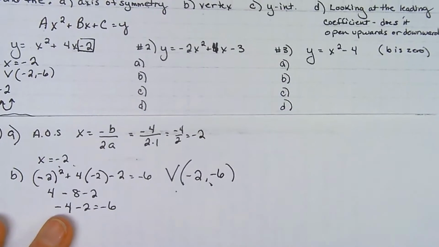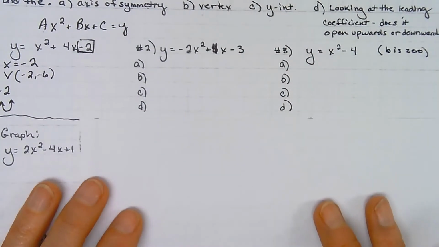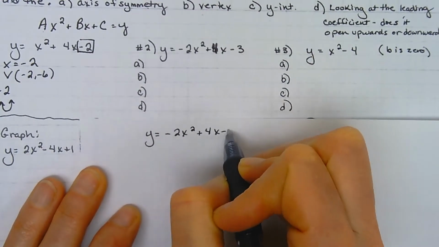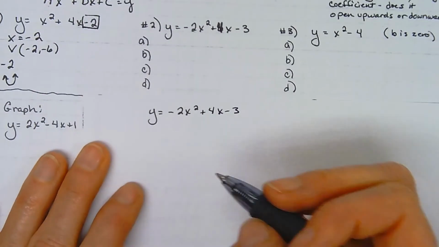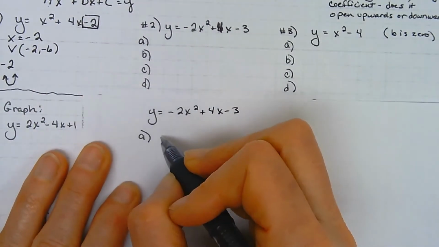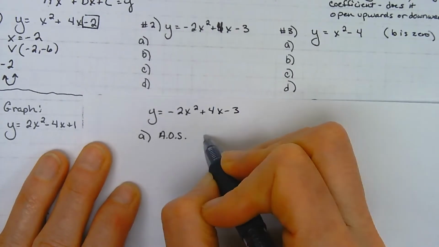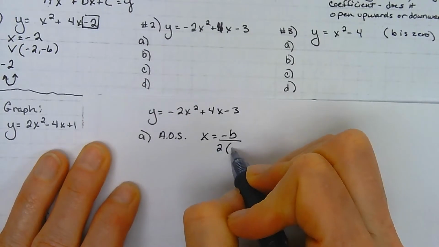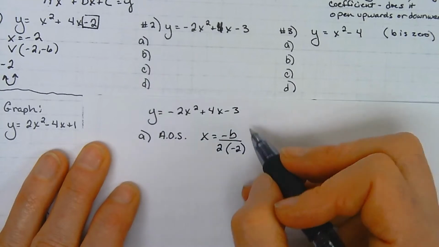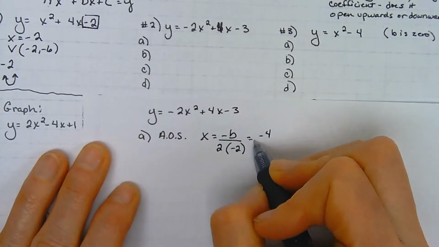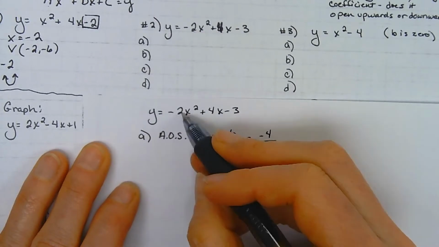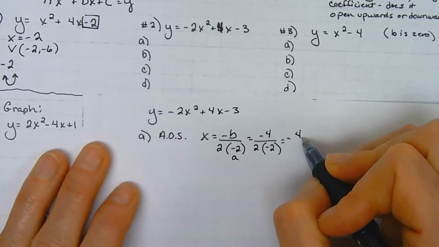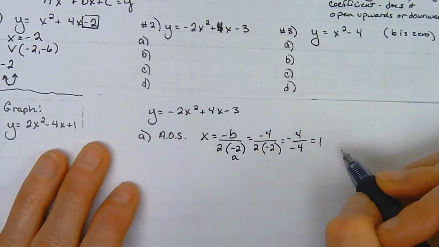Number 2. The function is y equals negative 2x squared plus 4x minus 3. We're asked to find the axis of symmetry. The axis of symmetry, again, is found by using this little formula, x equals the opposite of b over 2 times the a. The opposite of b is negative 4, and I already put the a in there. 2 times negative 2. That's equal to negative 4 over negative 4, which is equal to 1.